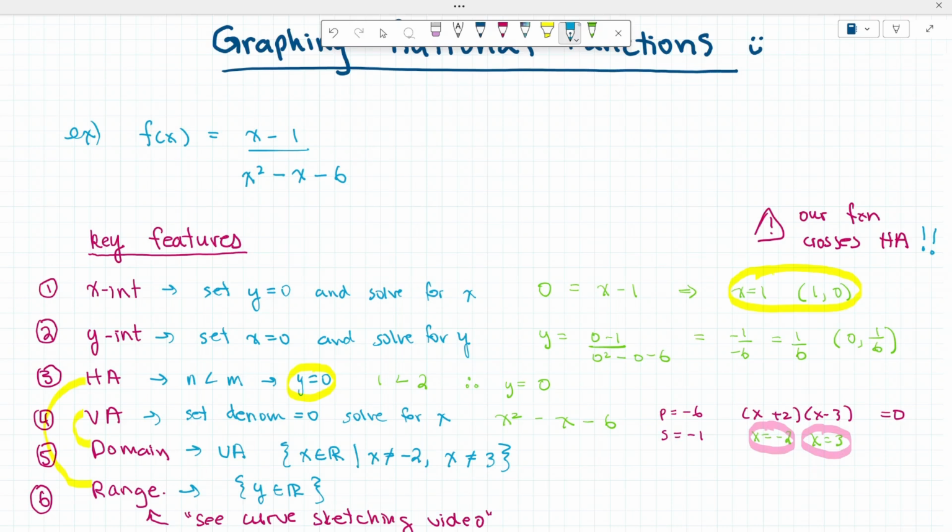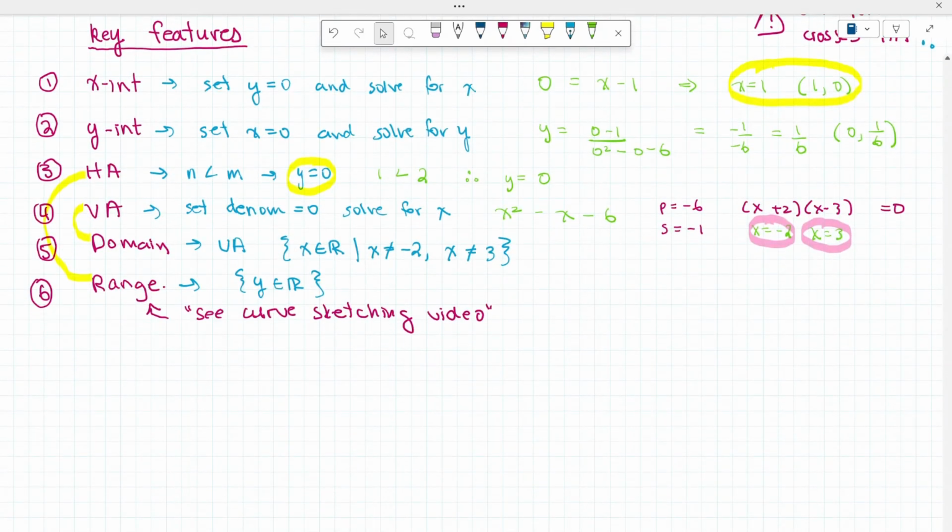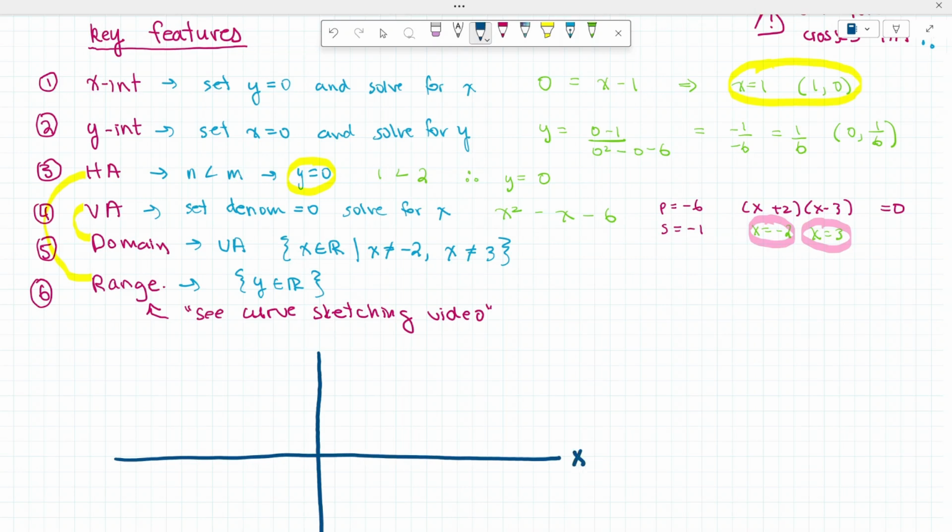Okay, now that we have our 6 key features already found, let's go ahead and work on plotting this. So I usually like to follow this order, and that can sometimes help me write it out. I also apologize if my lines are a little bit shaky, but we will try our best here. So we've got our x-axis and we have our y-axis. Let's put on all the information that we know. I usually like putting my asymptotes first.